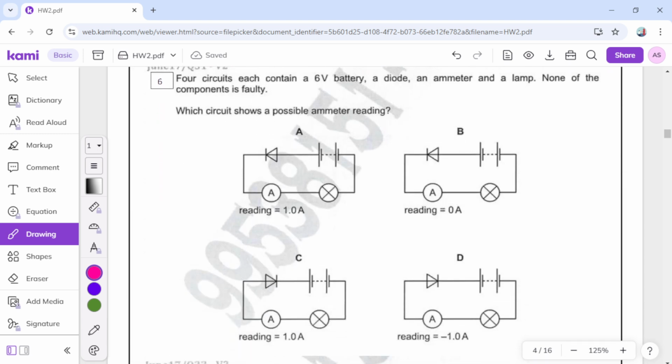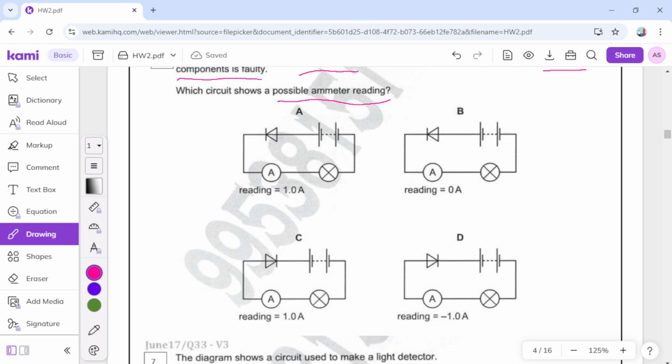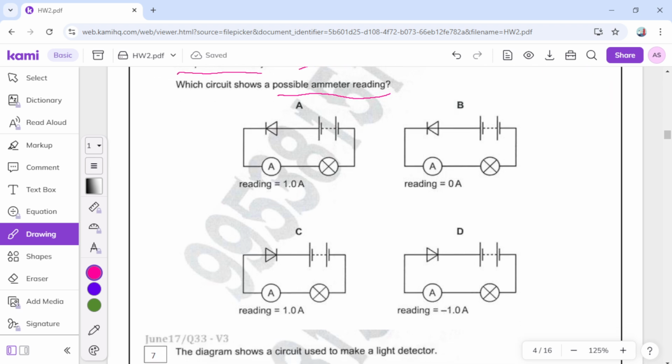Four circuits, each contain a 6-volt battery, a diode, a meter and a lamp. None of the components is faulty. Which circuit shows a possible ammeter reading? Okay, so all devices are working. We have a diode. Diode allows current to flow in only one direction, the same direction of what? Of the arrow of the diode.